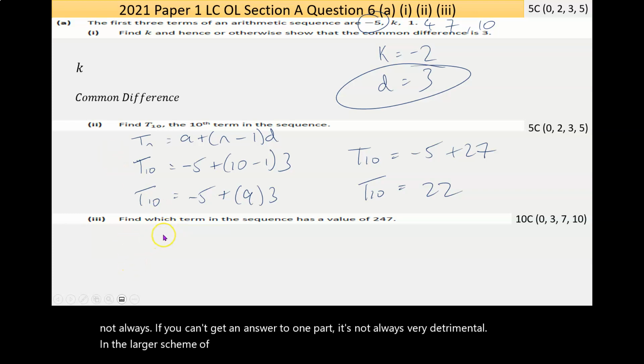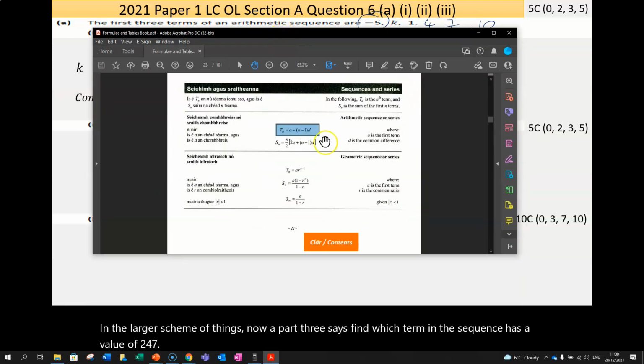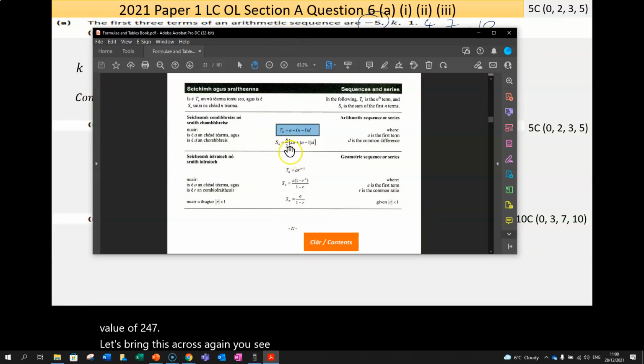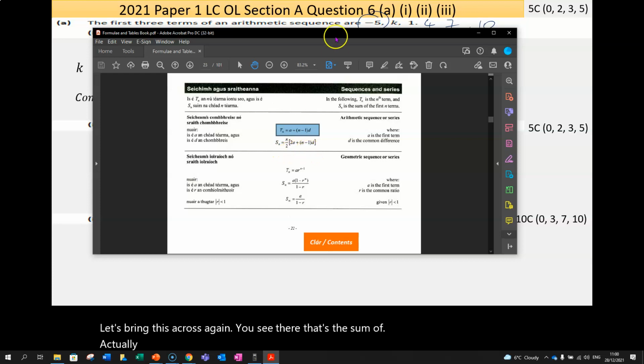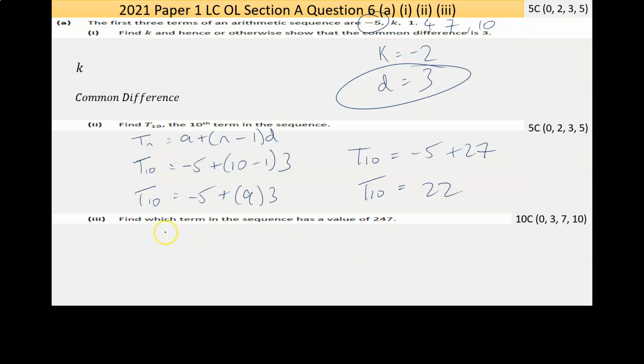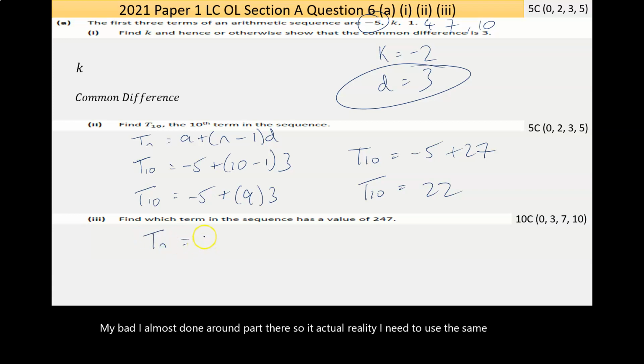Now, part 3 says, find which term in the sequence has a value of 247. Now, just bringing this across again, you see there, that's the sum of, actually, no, now I think about it, that's not how you do it. My bad, I almost went down the wrong path there. So in actual reality, I need to use the same formula again. So let me just rewrite it.